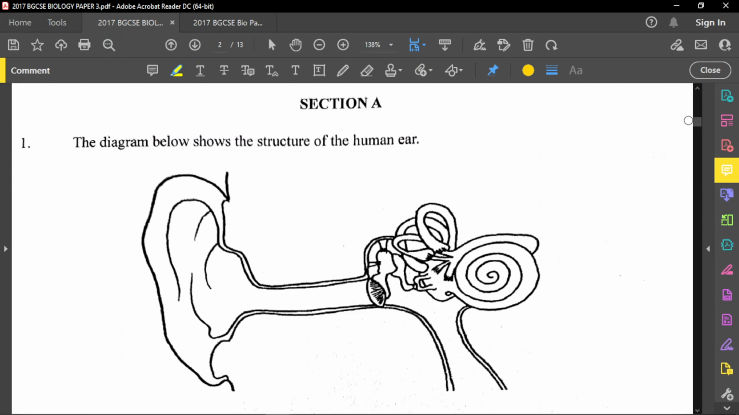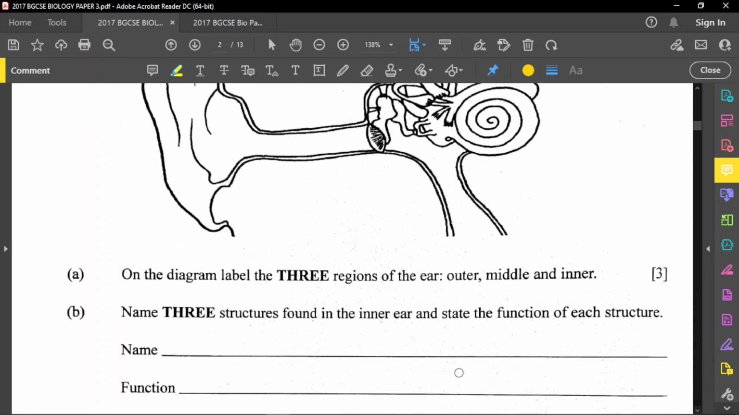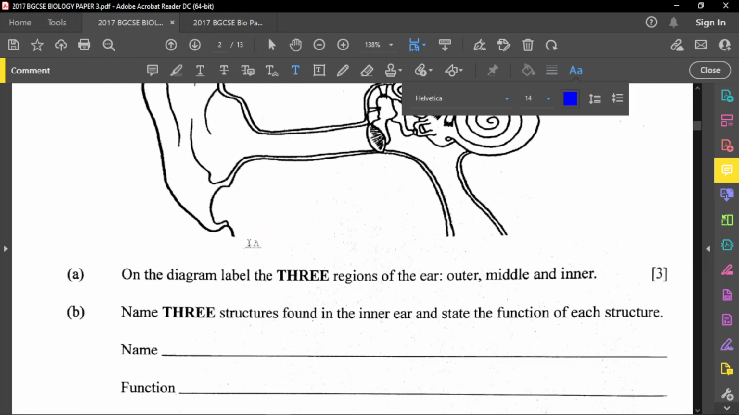All right, so we're jumping right into question number 1 at this time. And this one is a diagram below showing the structure of the human ear. So you also need to know to label the human ear. I'm going to go through this as quickly as possible due to time. The first part says, on the diagram, label the 3 regions of the ear: the outer, middle, and the inner. So I'm just going to quickly type in where the outer ear is, and then I'll give you the parameters in terms of where they start, where they finish.